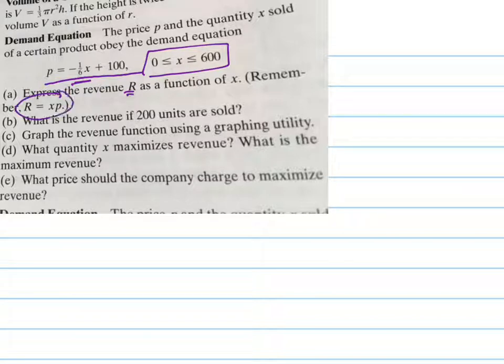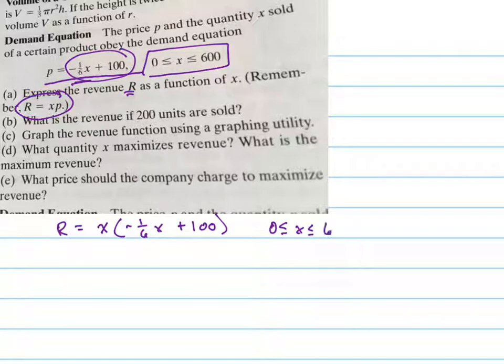Remember, they even gave you a little hint. The revenue equals X times P. So our revenue is going to just be X times P, which is right here, negative 1/6 X plus 100. And that, of course, also is limited to the domain restriction between 0 and 600 units sold.